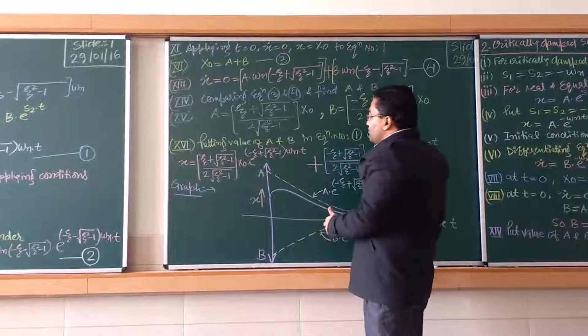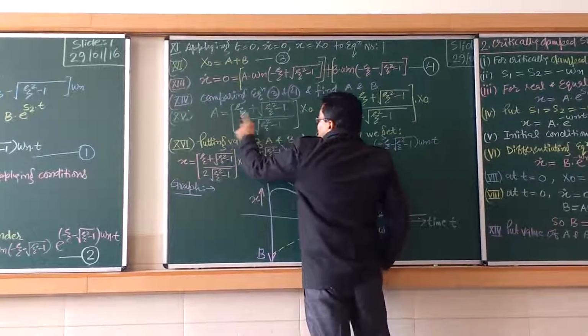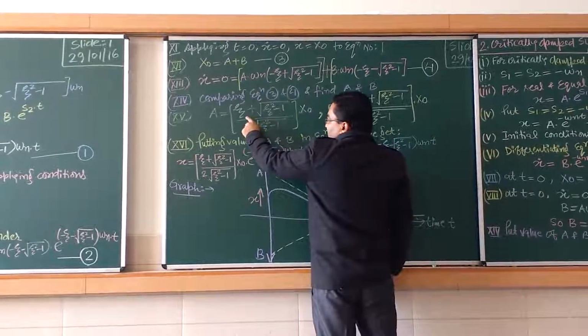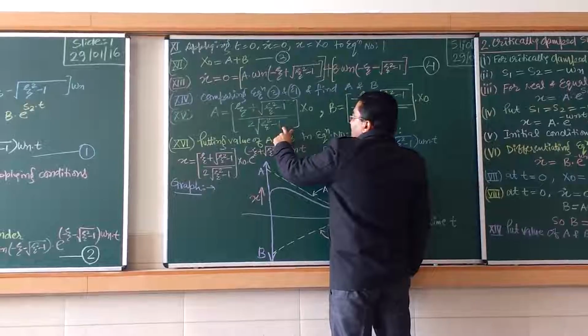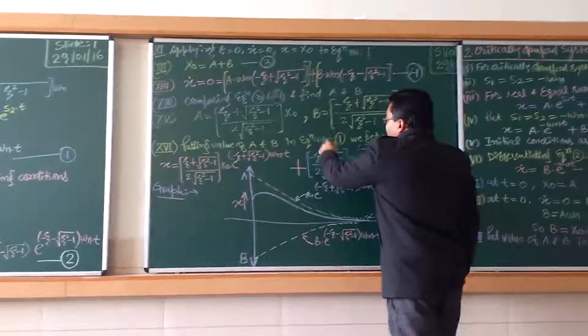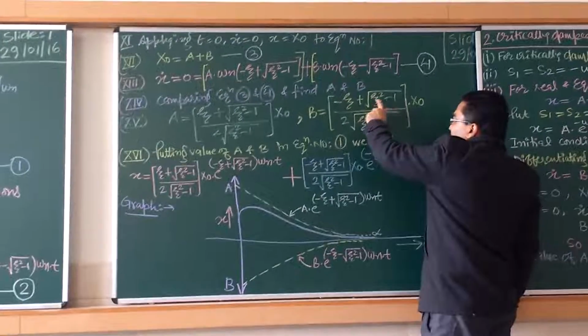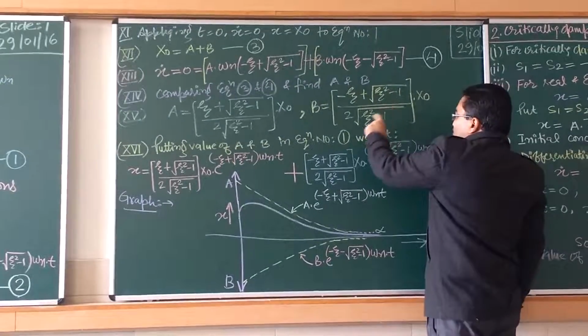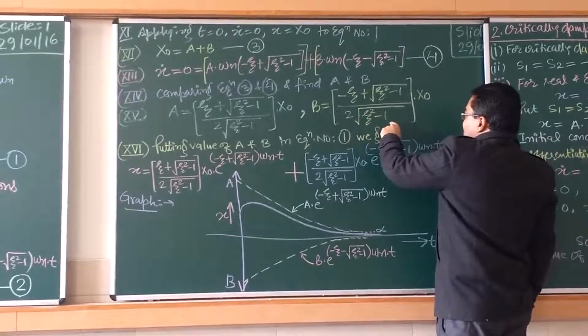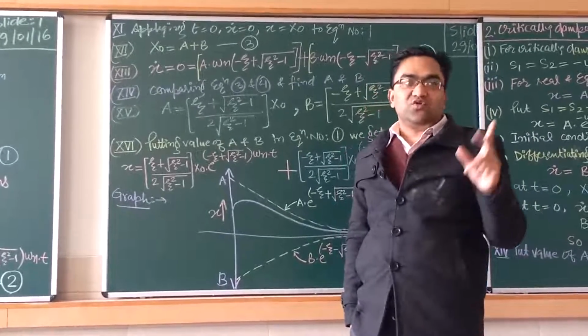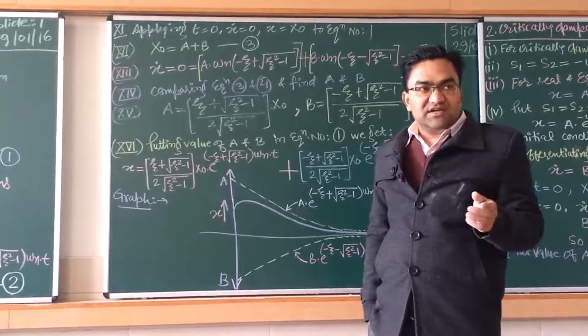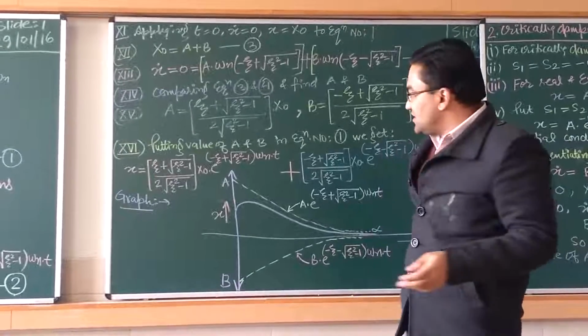By comparing 3 and 4, the value of A becomes zeta plus root of zeta square minus 1 upon 2 root of zeta square minus 1 into x naught. Similarly, B equal to minus zeta plus root of zeta square minus 1 upon 2 into root of zeta square minus 1 into x naught. So we have been successful in obtaining the two values of the constants, constant A and constant B.